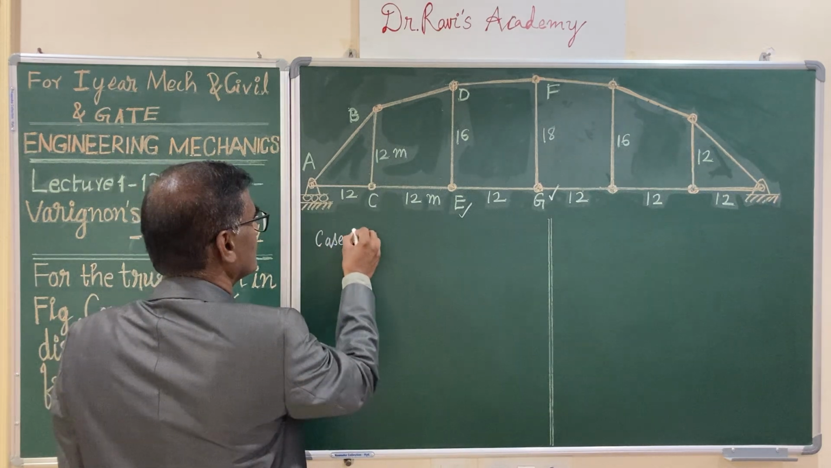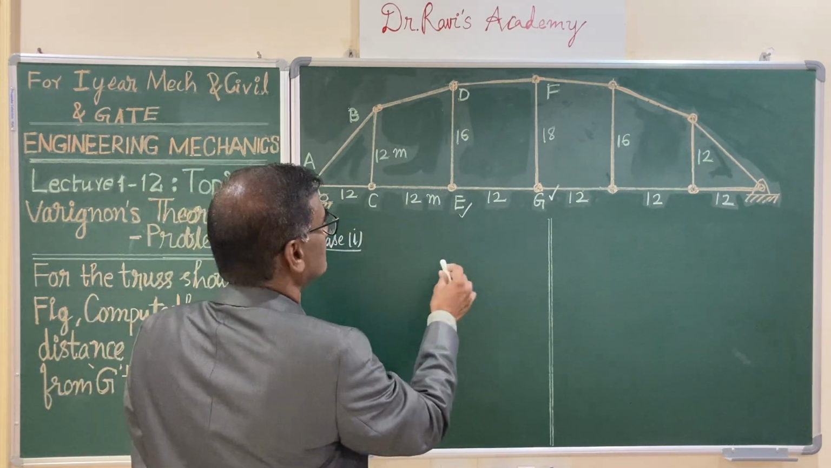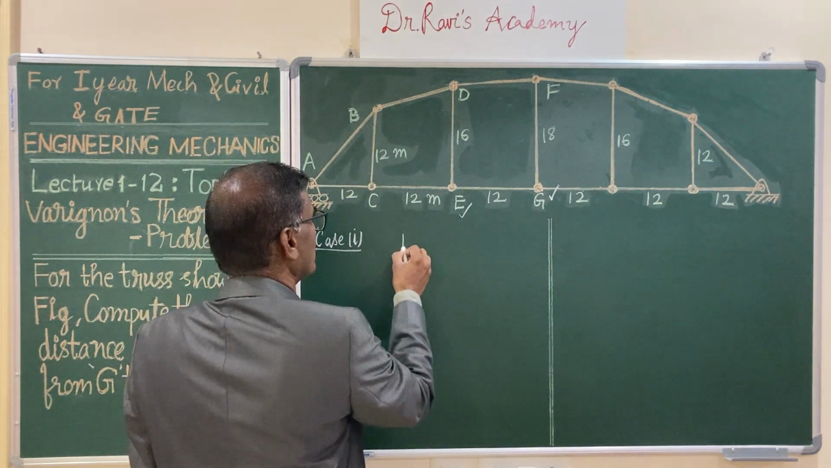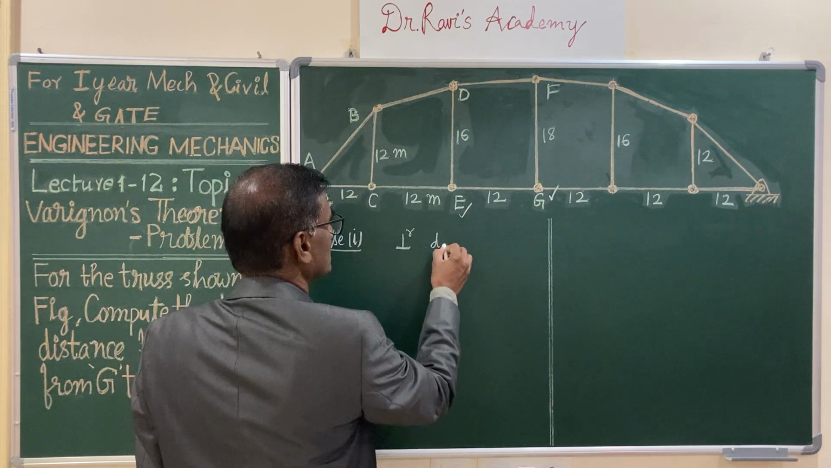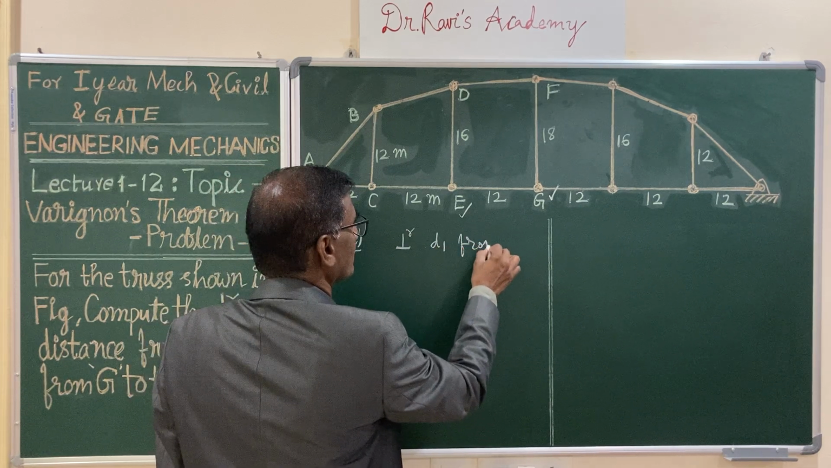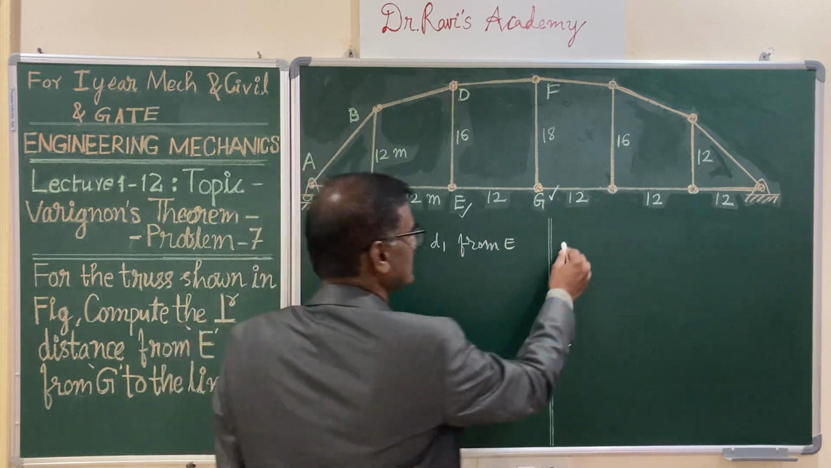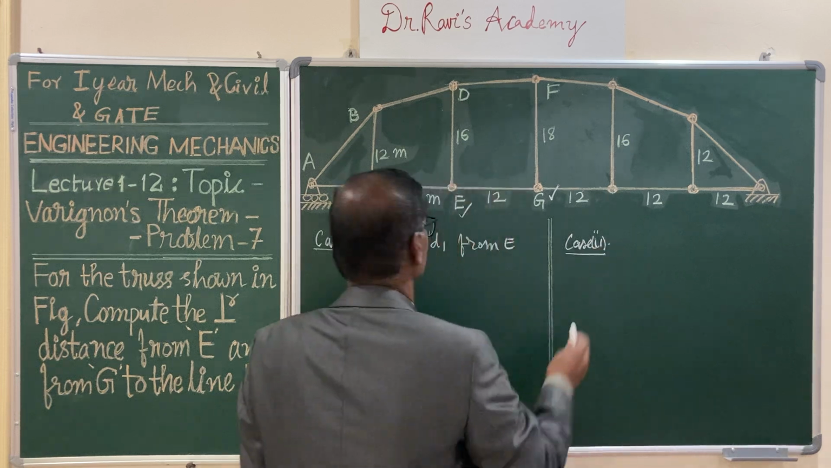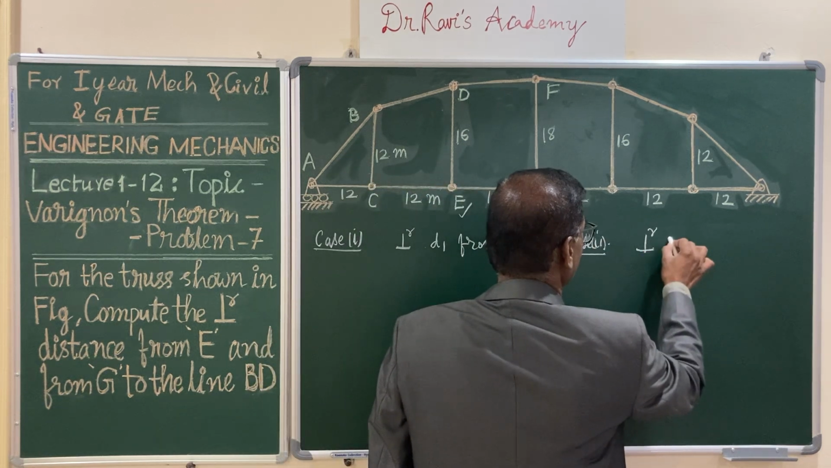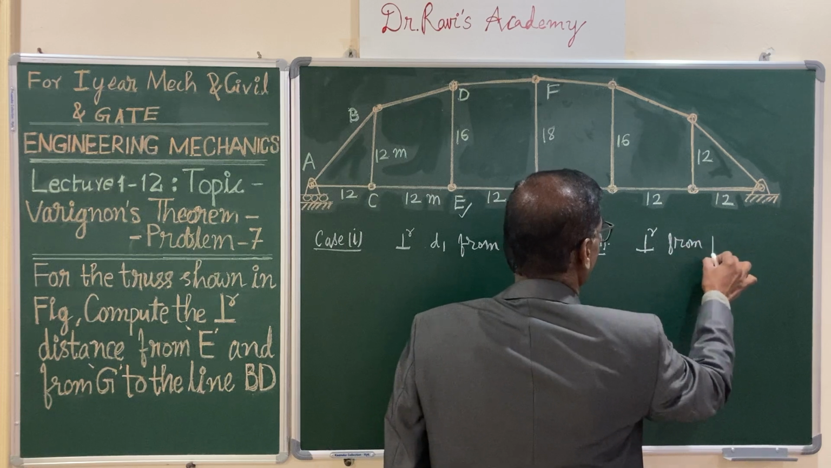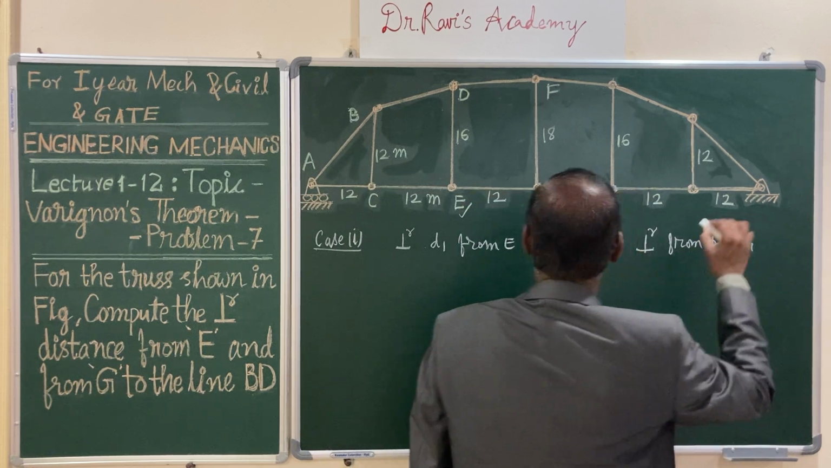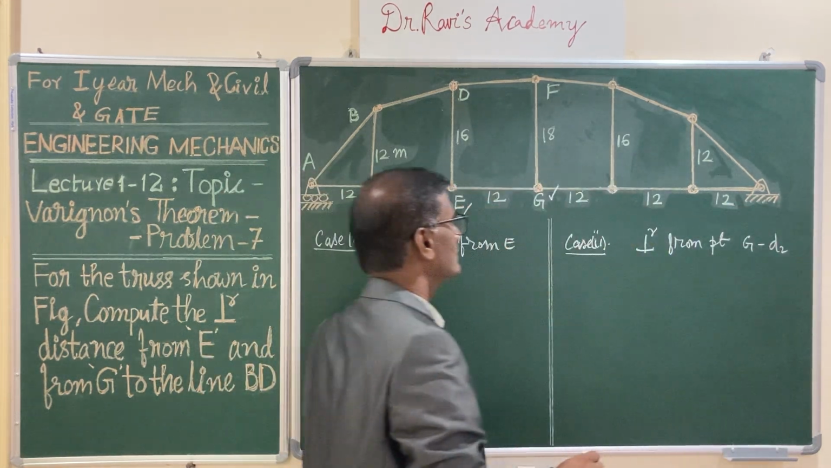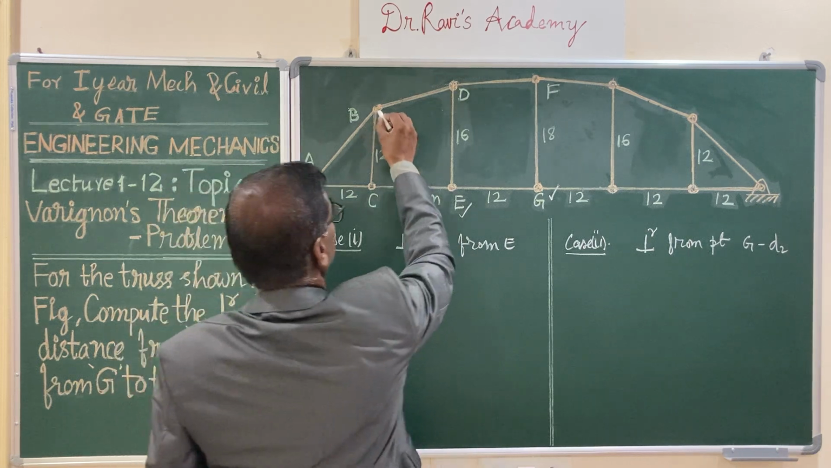Let us consider case 1, where you want to find out from point E. Let us consider the perpendicular distance, that is D1, from point E. And the other side, case 2, we are considering the perpendicular distance from point G. We are considering this as D2. Let us assume that a force is acting from B to D.